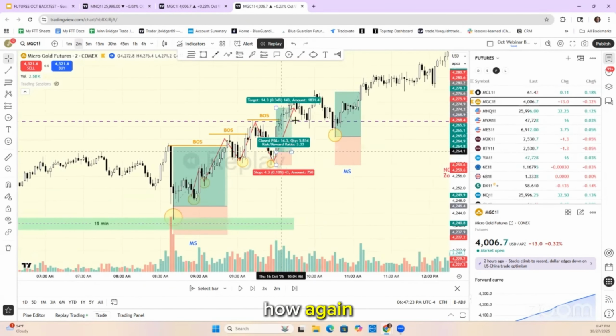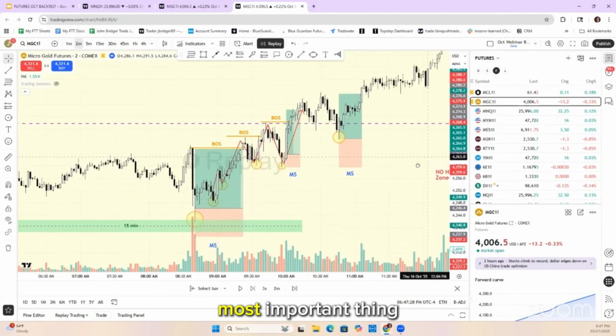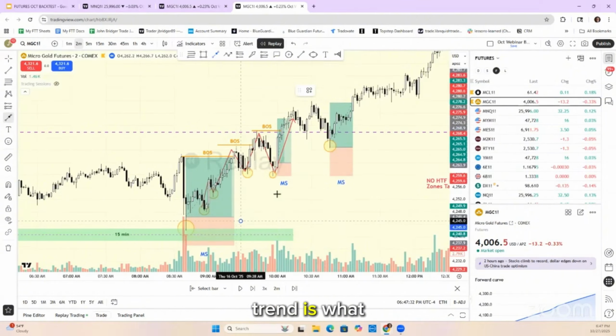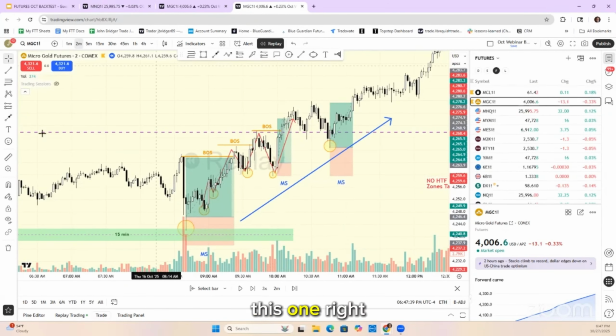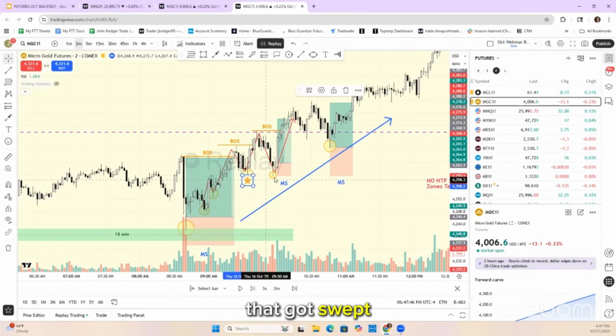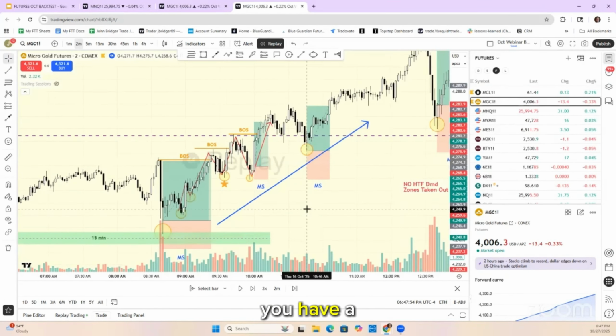You can see how, again, it's very reliable. And here's the most important thing to note: again, trend is what? How many sweeps of strong lows do we have? One. This one right here. That was the only one that got swept, and barely, right by this low here. So to me, once you have a strongly trending index and you're trading with the trend, this could be a very profitable trading pattern.